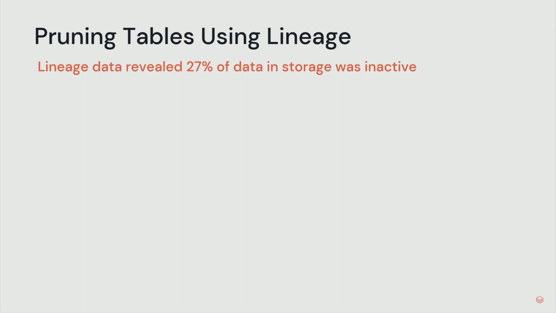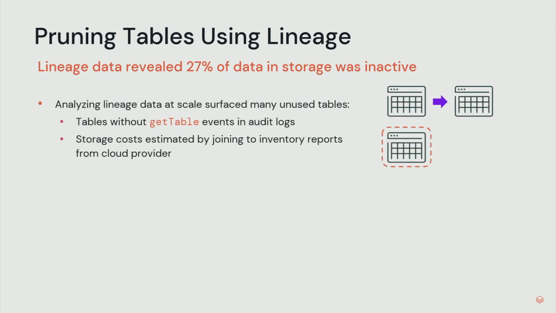And we've seen using lineage data that over 27% of our cloud storage was actually inactive. We did this by using the lineage data and the audit log. With the audit logs, you basically get an event stream in Databricks for every single table that's being queried. It's a very simple group by operation to see what tables are being queried and how often. And with that kind of data set, you can see what tables have never been queried.